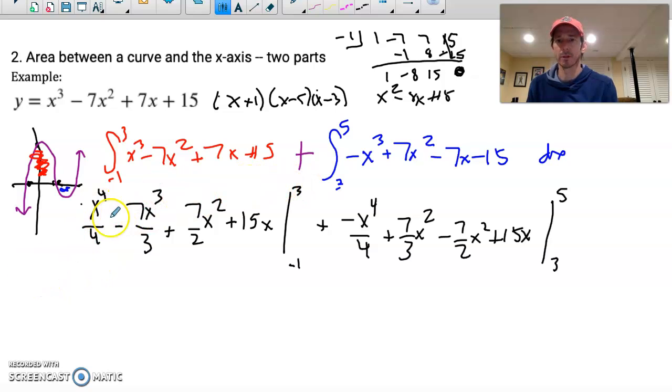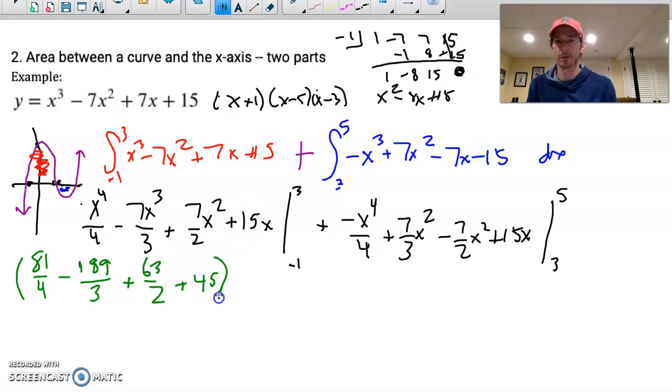So I'm going to put 3 into each of these. 3 to the 4th, and I'm going to put parentheses here, is 81 fourths. 3 in here is going to be 3 cubed is 27, and 27 times 7 is 189. And don't worry, if you don't do that in your head, that's okay. I did it earlier. I put 3 in here. 3 squared is 9, and 9 times 7 is 63. So I get 63 halves. And I put 3 in here. That's the nice one. That's just 45. Boom. Minus, and I'm going to put all of this in parentheses.